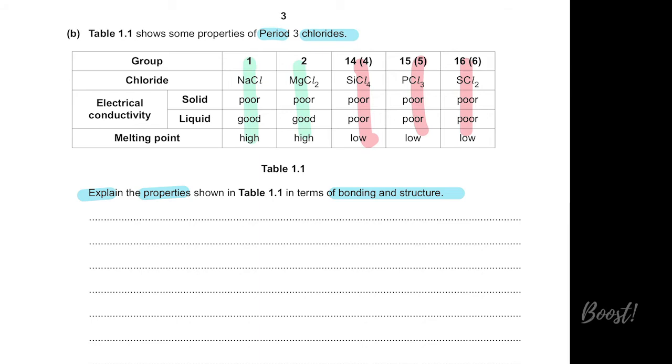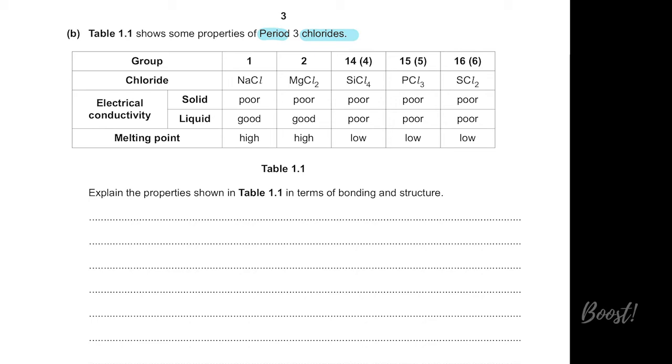Okay, the next part of the question is slightly different. Now we're still talking about period 3, and this time they specified chlorides. Now we want to use the table to explain the properties that are shown in table 1 in terms of bonding and structure.